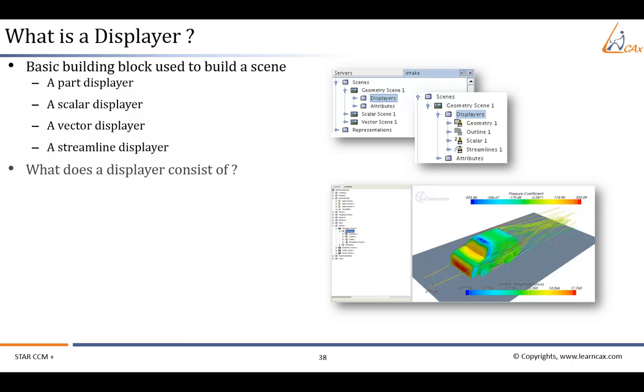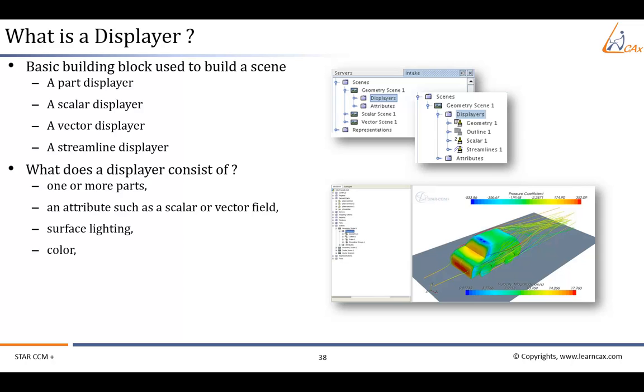What does a displayer consist of? It consists of one or more parts, an attribute such as scalar or vector field, surface lighting, color, opacity, normals for smooth shading, and transforms. A displayer takes these parts and attributes and produces the appropriate graphics entities to represent the parts in the scene.